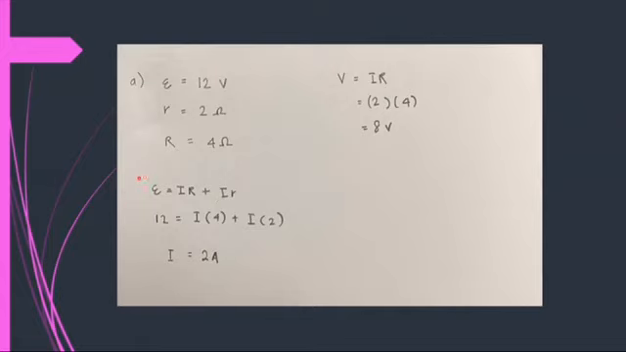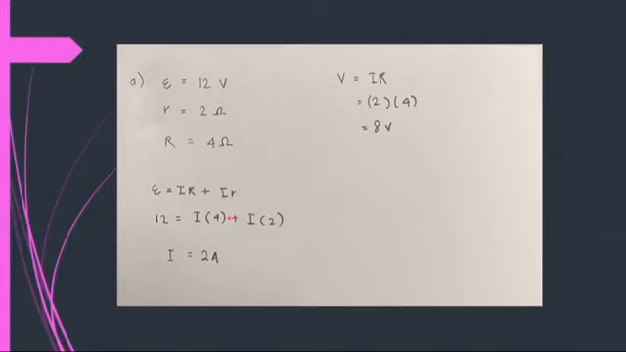Kita guna dulu formula EMF. EMF equal to I R besar plus I r kecil. So, masukkan je EMF equal to 12 equal to I darab 4 plus I darab 2. Sebab dia dah kasih kat soalan. So kita akan dapat I equal to 2 ampere.